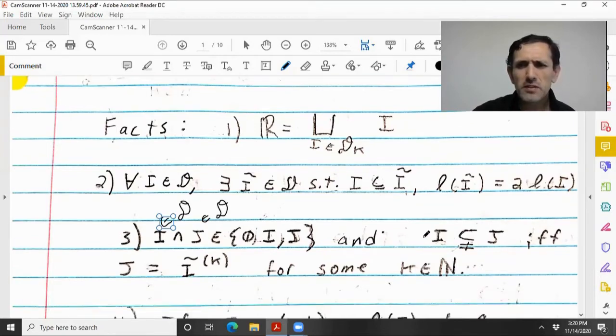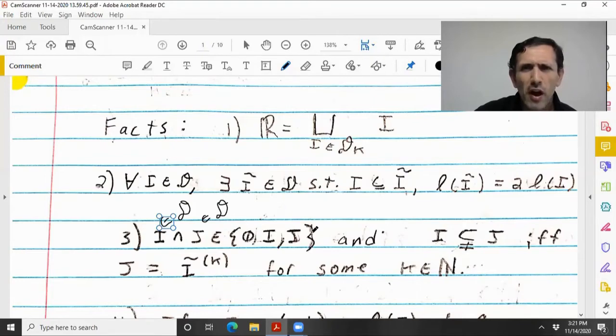And also, if I is contained in J, then I is strictly contained in J if and only if J is the kth generation parent of I for some k. So the only way to have J strictly larger than I is if J is the kth generation parent of I. I think I said kth generation child; I meant kth generation parent.